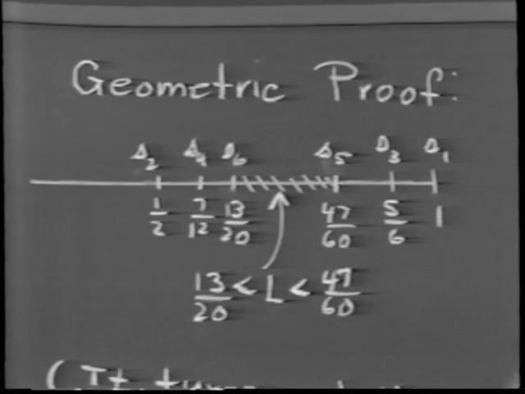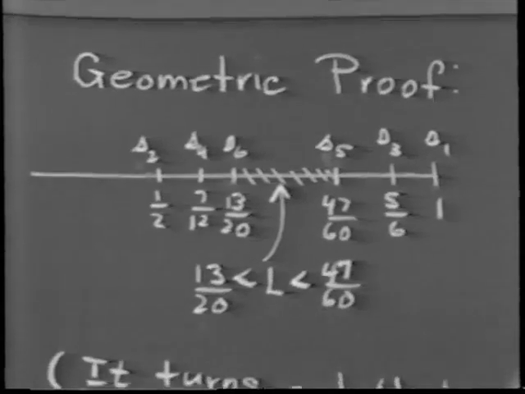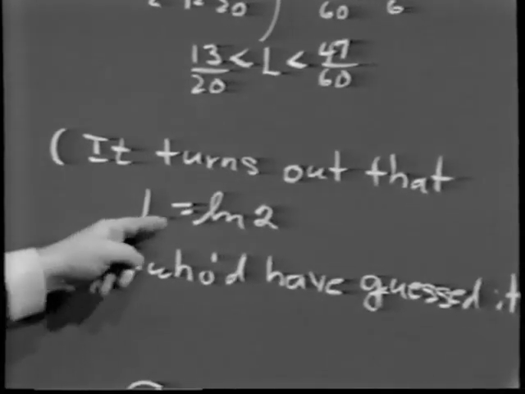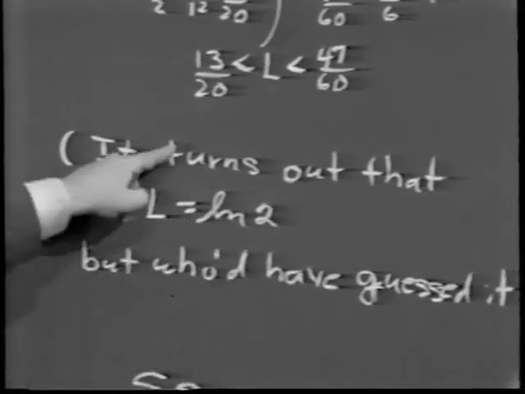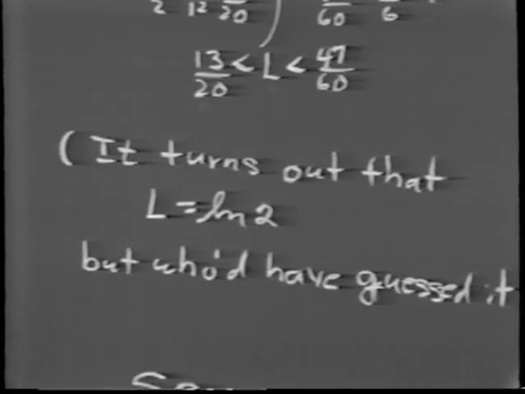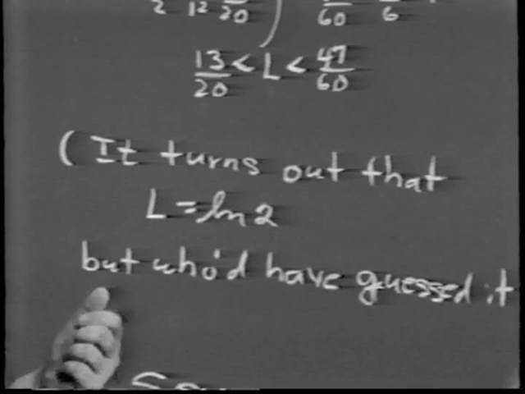By the way, I say this in the form of an aside. It turns out, and for those of us who haven't seen this before, it's a very mystic result. That's why I say who'd have guessed it. It turns out that L is actually the natural log of 2. And the reason I point this out is that, again, you may recall it in our notes.